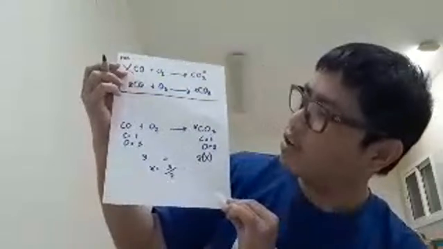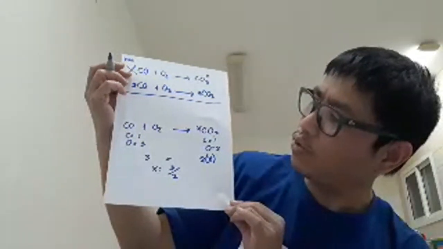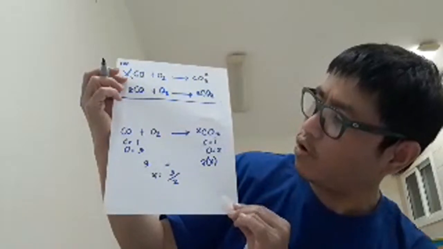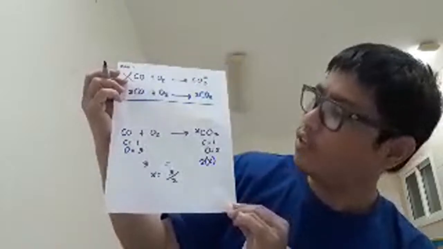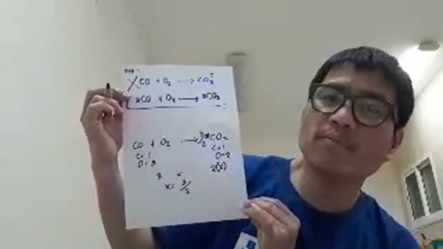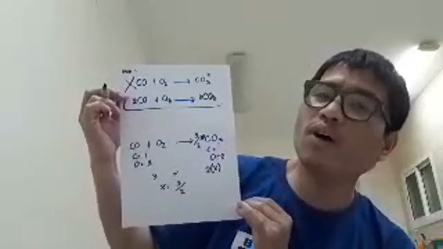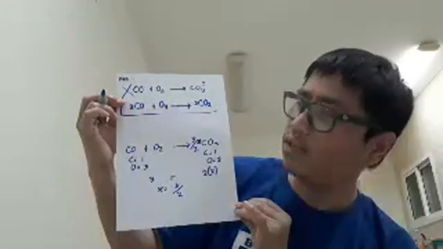Okay? Oxygen 3, oxygen 2, and then we let 3 is equal to 2X because we assume X is the coefficient of CO2. So X is equal to 3 halves. We put down the 3 halves, remove the X. So, CO plus oxygen gas is equals to 3 halves carbon dioxide. Now, we need to avoid fractions. We need to cancel the denominator 2. So, multiply that by 2.